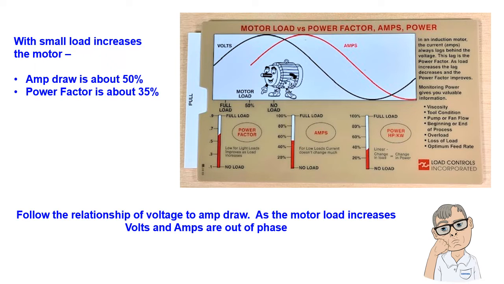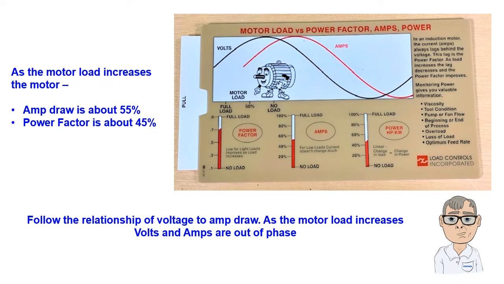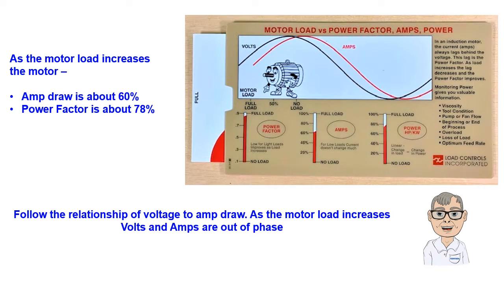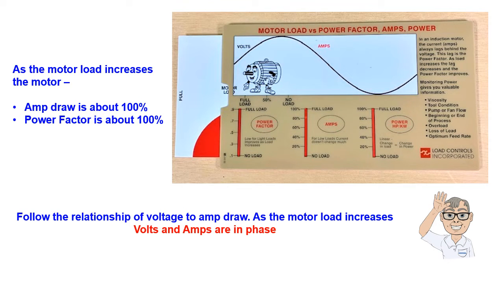Let's watch how those changes occur as we begin to increase the load on the motor. Further pulling to the left, we notice now that difference is about 10%. The next slide, we're down to 2%. But as we move to further load on the motor, we're back into about an 18% difference in this example. And when the two are finally in phase, the amp draw and power factor are the same, or the motor's at full load.